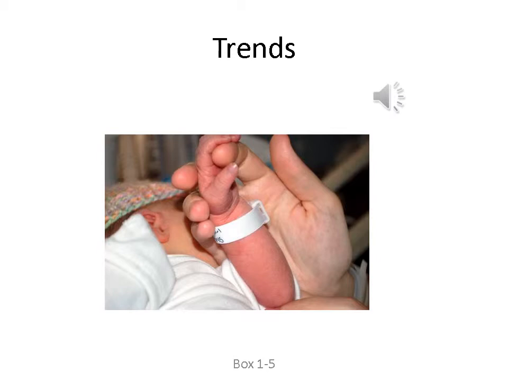Neonatal mortality rate is the number of deaths of infants under 28 days of age per 1,000 live births. Perinatal mortality rate is the number of stillbirths and the number of neonatal deaths per 1,000 live births. And then stillbirth is an infant who at birth demonstrates no signs of life, which would include breathing, a heartbeat, or any kind of voluntary muscle movements.